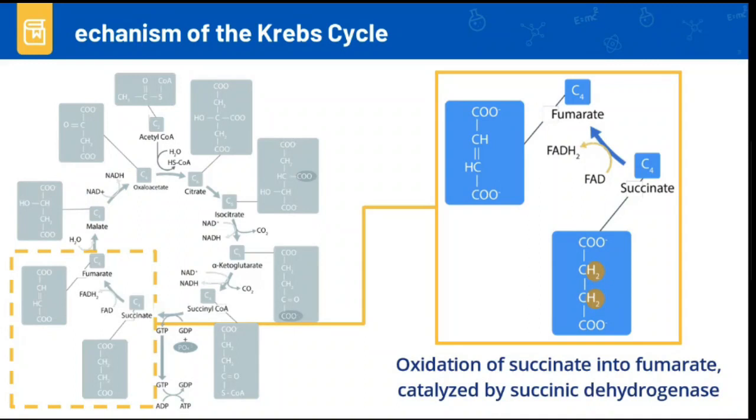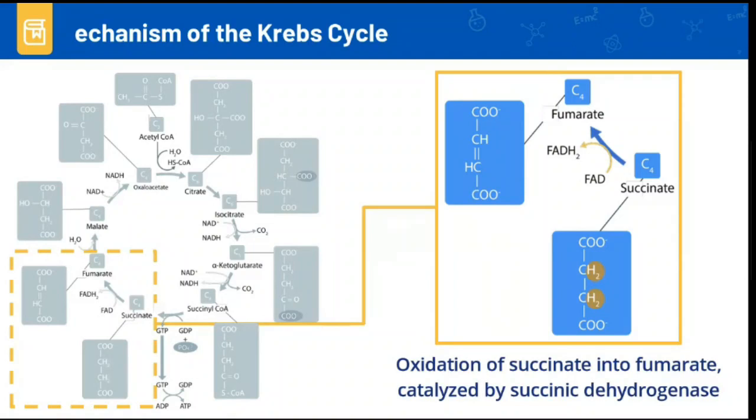Now, the succinate, which is a 4-carbon molecule, is oxidized to form your fumarate. So another 4-carbon molecule. Now the oxidation of your succinate to produce your fumarate causes 2 hydrogen atoms to be released from your succinate. So from your succinate, 2 hydrogen atoms will be released. Okay, when those 2 hydrogen atoms are released, your fumarate will be formed. Your succinate will be oxidized and fumarate will be produced.